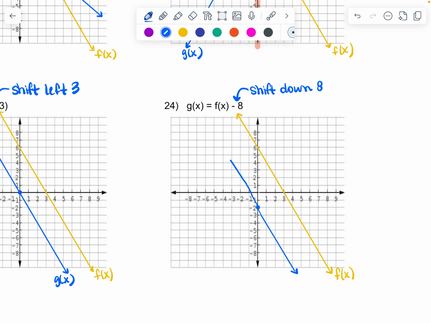It's just easier to move the y-intercept, but you can pick whatever points you would like.